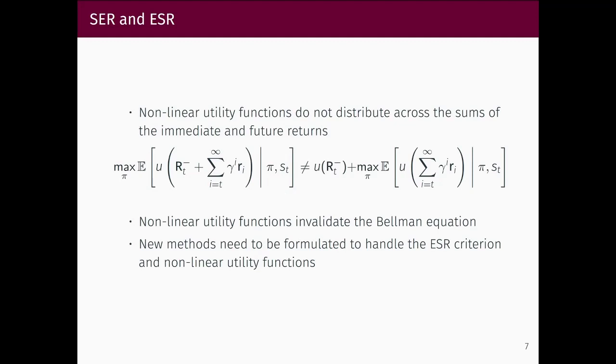Nonlinear utility functions also do not distribute across the sums of the immediate and future returns. As you can see from this equation, that's problematic because that invalidates the Bellman equation for nonlinear utility functions. That really means that a lot of RL algorithms are unusable in multi-objective RL in scenarios where the utility function is nonlinear. So therefore, we need new methods to be formulated that can handle both the ESR criterion and nonlinear utility functions.